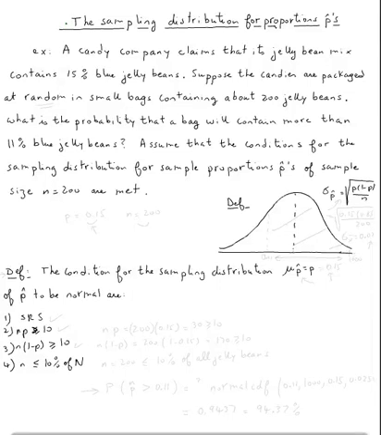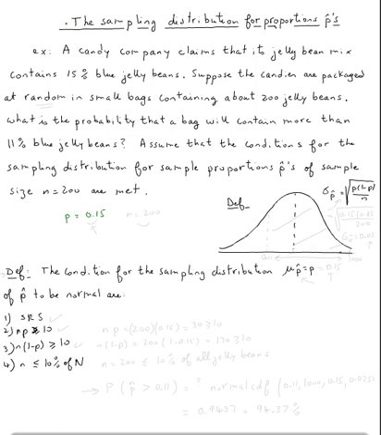The topic is the sampling distribution for proportions, p-hat. So let's do this example. A candy company claims that its jelly bean mix contains 15% blue jelly beans. So we know that p is equal to 0.15. This is like the population proportion.